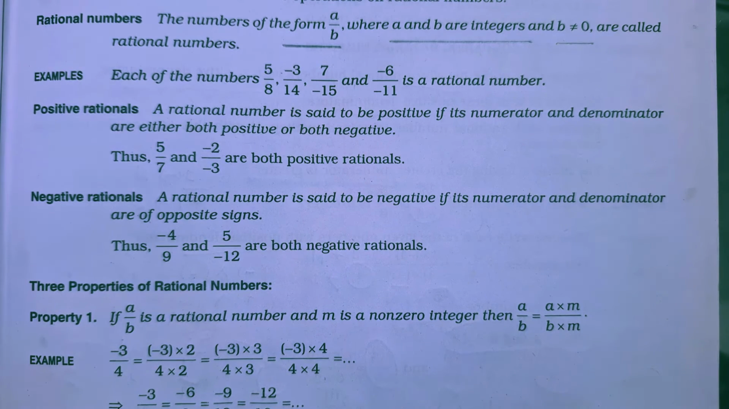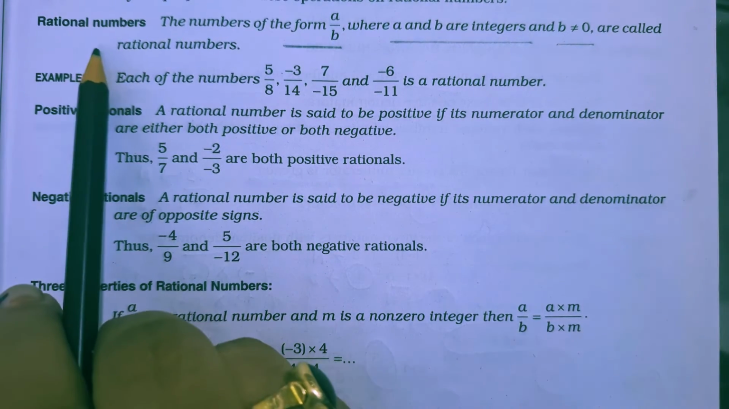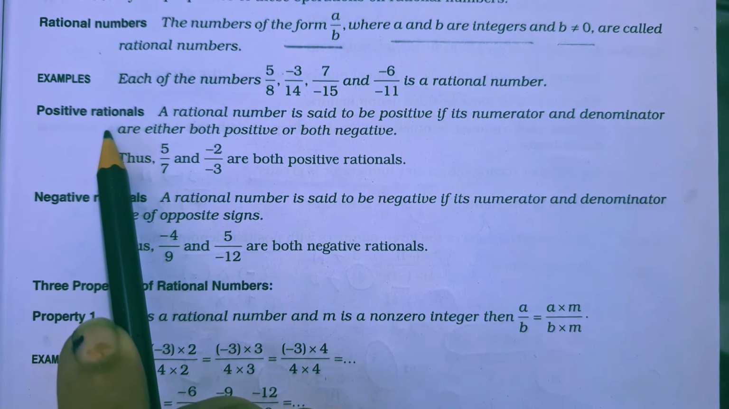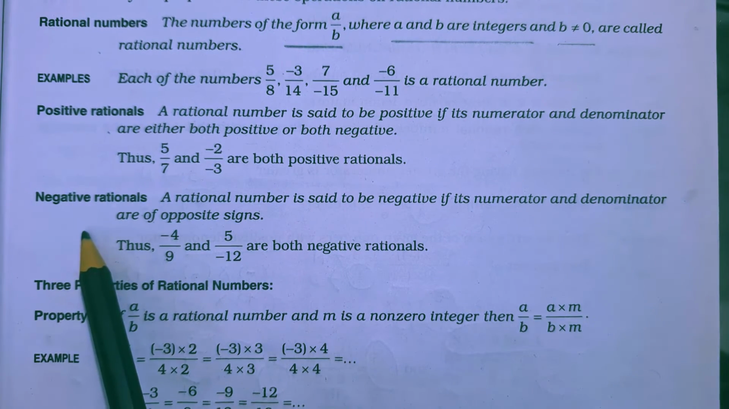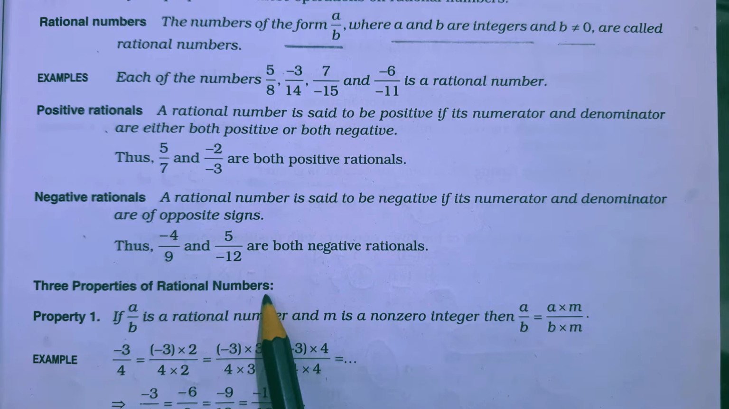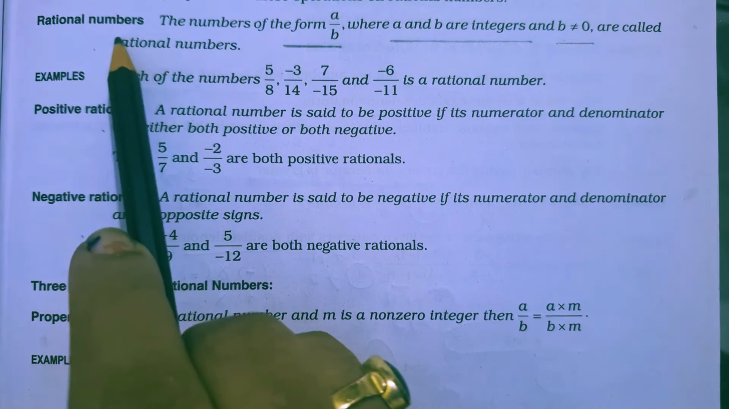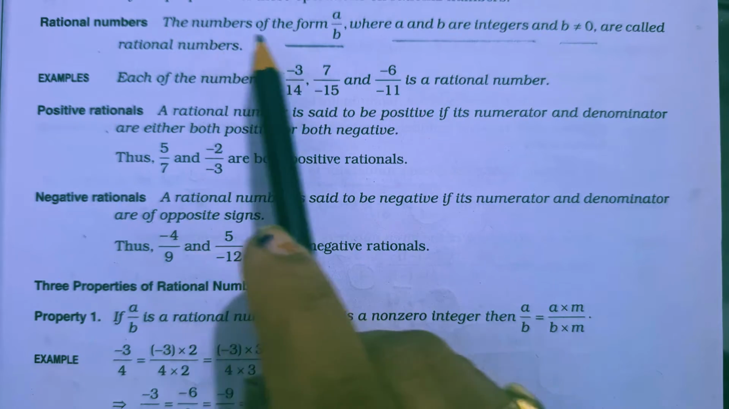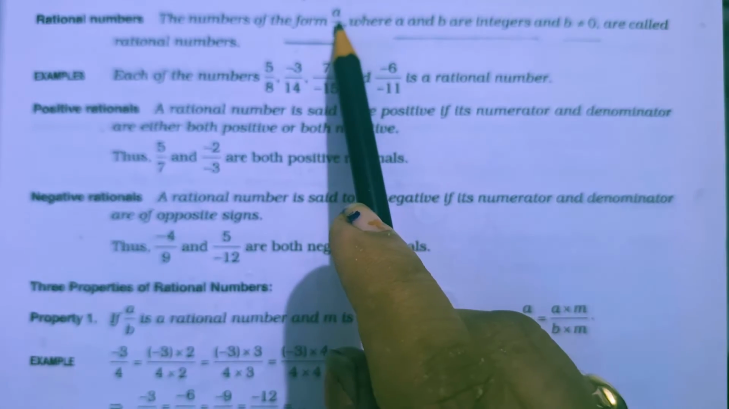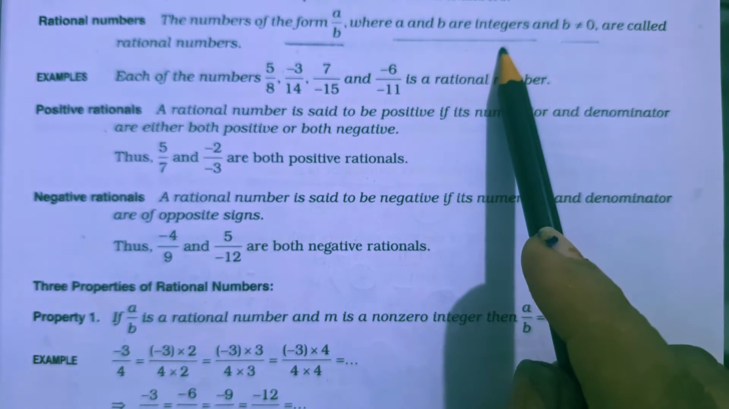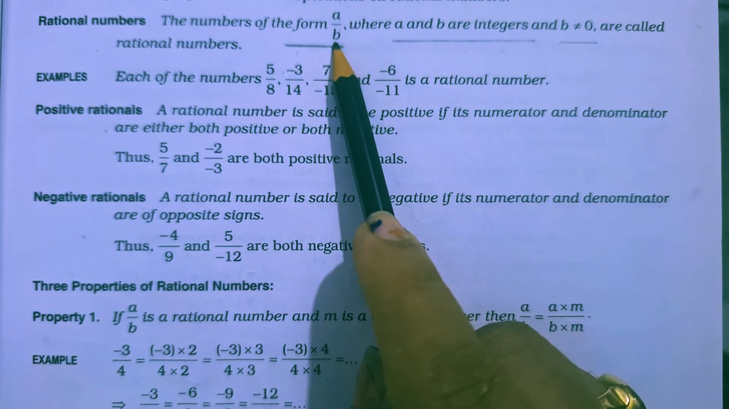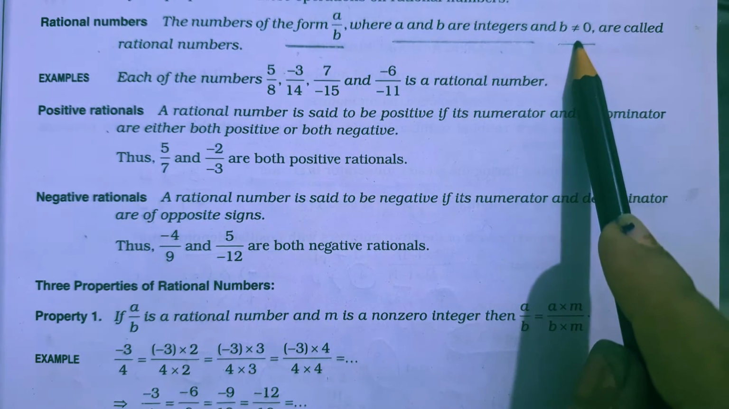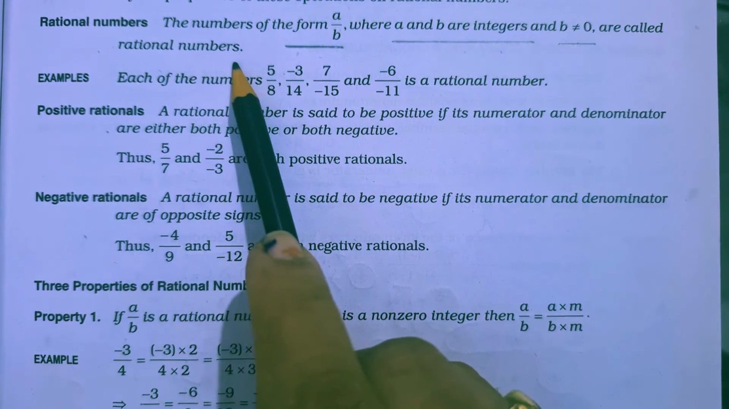Dear students, in this video, we shall discuss what are rational numbers, what are positive rational numbers, what are negative rationals, and the properties of rational numbers. Now, let us understand what are rational numbers. The numbers of the form a by b, where a and b are integers and b, that is the denominator, is not equal to 0, are called rational numbers.